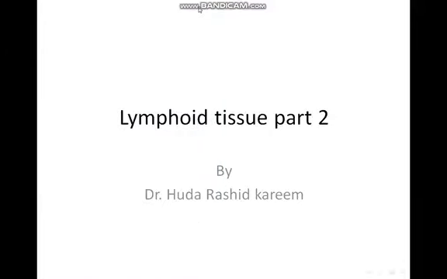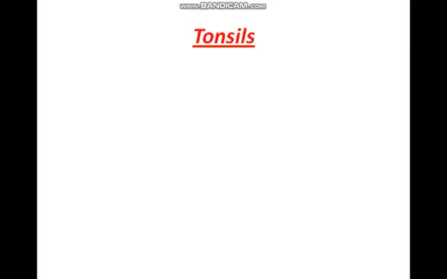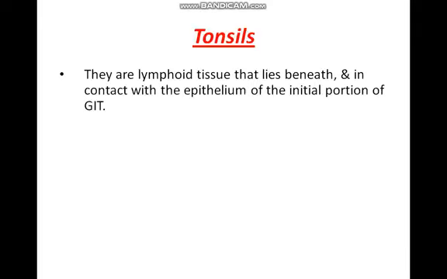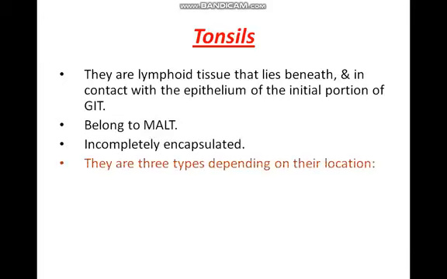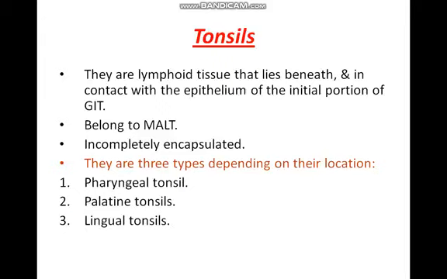Today's lecture we will continue the second part of the lymphoid tissue. Starting with the tonsils, they are lymphoid tissue related to the mucosa-associated lymphoid tissue, and they are found in the initial portion of the gastrointestinal tract, and they belong to the mucosa-associated lymphoid tissue, so they are incompletely encapsulated, and they are of three types depending on their location.